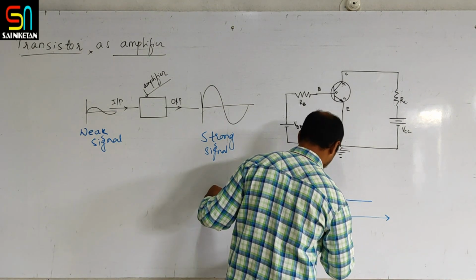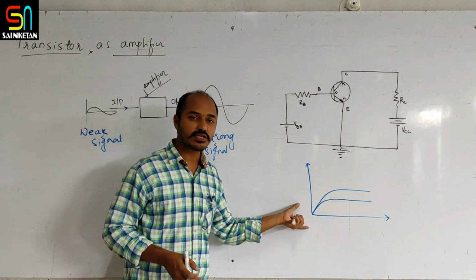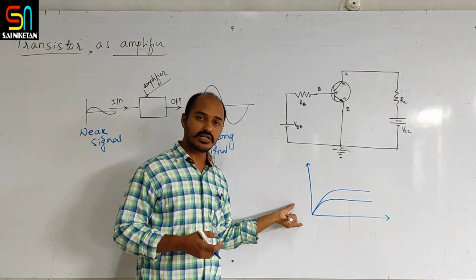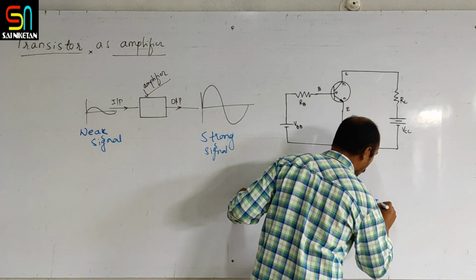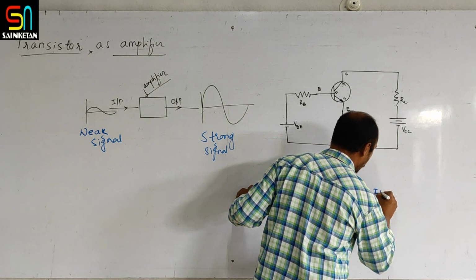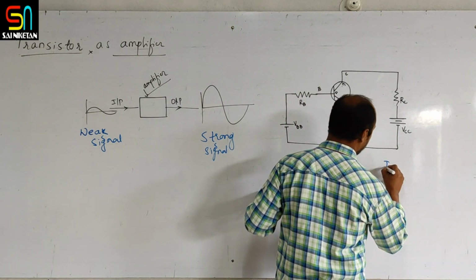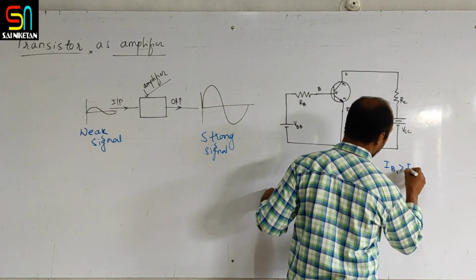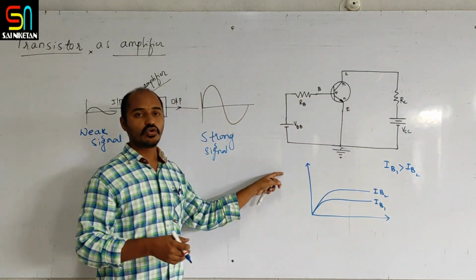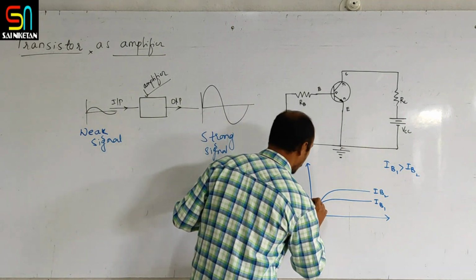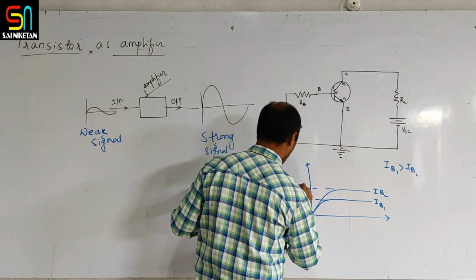The output characteristic of a transistor is something like this. Hope you remember this. I am not explaining it much because you have already studied it in the previous video. Here I can say this is IB1 and this is IB2, that is the input current. IB1 is greater than IB2, because as we increase the input current, the output current also goes on increasing. And here this is output current IC1 and this is output current IC2.